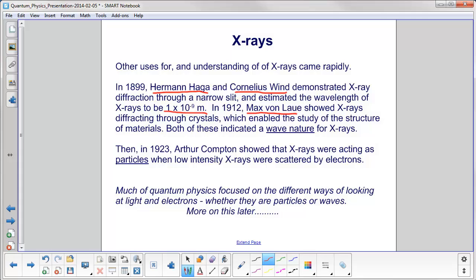However, in 1923, Arthur Compton showed that X-rays were acting as particles when he was able to scatter low-intensity X-rays off of electrons. Now, we're going to talk about this later in a lot more detail, but much of quantum physics, which after all is the title of this chapter, focuses on the different ways of looking at light and electrons, whether they are particles or waves. More on this later.